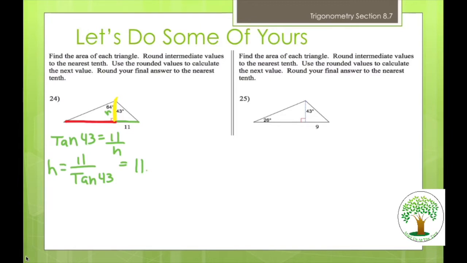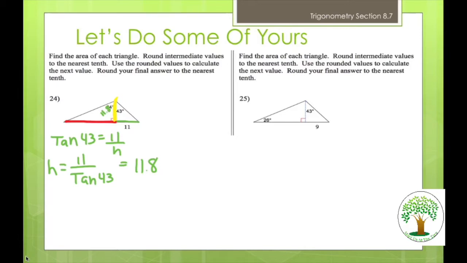Then tangent. There we go. What did you get? 11 point what? 7 or 8. 8. Okay, 11.8. All right, so we have H. I'm going to erase this H and make it 11.8.